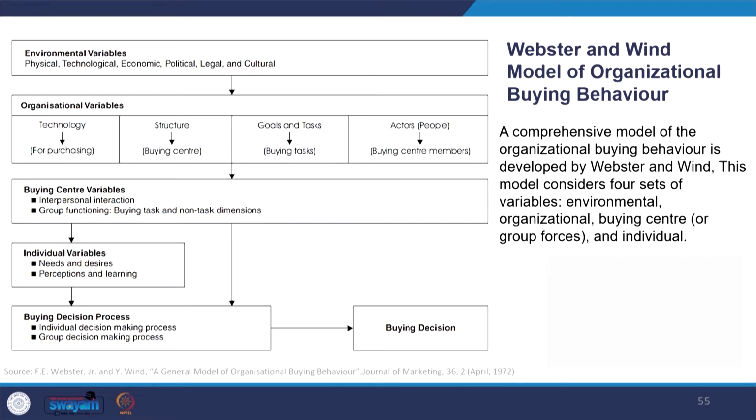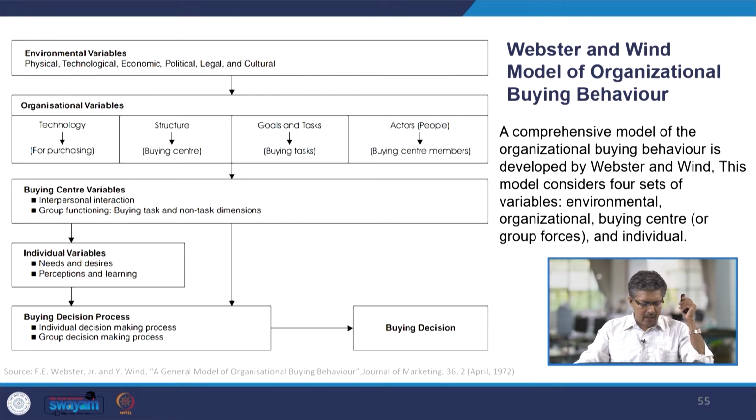So, let us begin with this Webster and Wind's model of organizational buying behavior. This model was published in an article in the Journal of Marketing in 1972, and here the authors talk about 4 sets of variables: environmental, organizational, buying center and individual. These 4 headings of variables influence the entire decision making process, whether the organization would buy or not buy, what kind of purchase they will make, all these things.